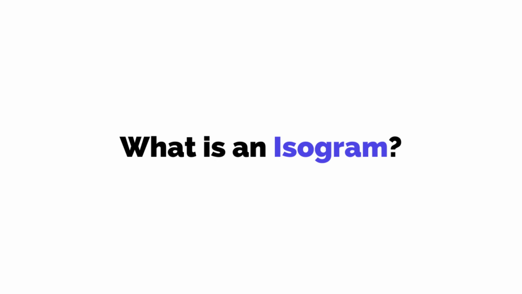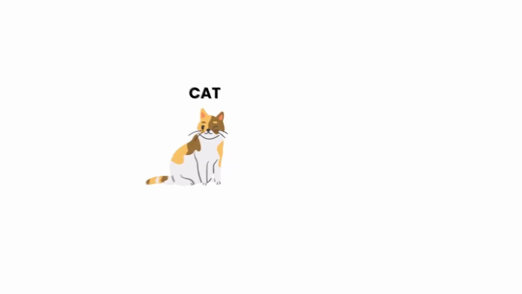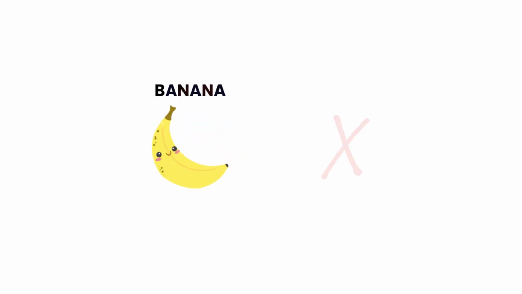The term isogram comes from the Greek words iso meaning equal and gram meaning letter. This means an isogram is a word that has no repeated letters, meaning every letter in the word appears only once. For example, the word cat is an isogram because it has no repeated letters. But the word banana is not an isogram because it has repeated letters A and N.